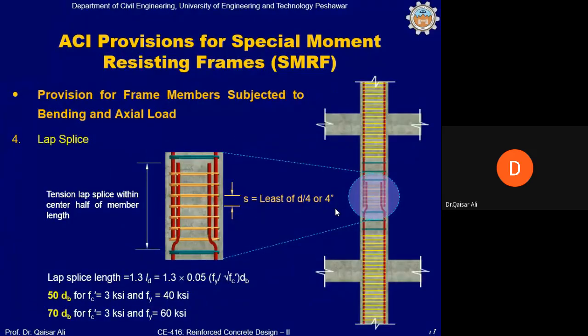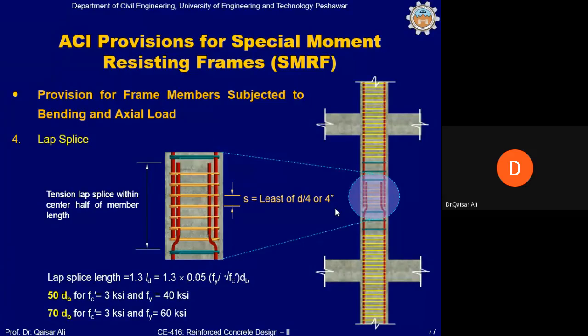If lap is required, which is usually the case, lapping will be required. Lap splicing is usually done in the columns. So if a column is part of a special moment resisting frame, then lapping is only allowed at the mid height of the column, and this also becomes a very challenging requirement of the ACI code, especially with regard to wastage of steel, because the steel bars are stocked and supplied in certain specified lengths, and to adjust those bars in the mid height of the column from the lengths already obtained from the factory, it's quite possible that wastage is done. Some bars will be wasted.